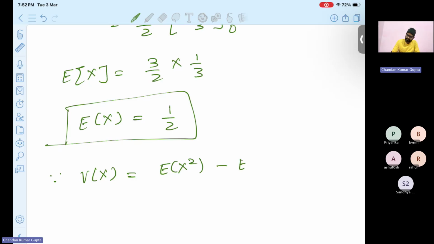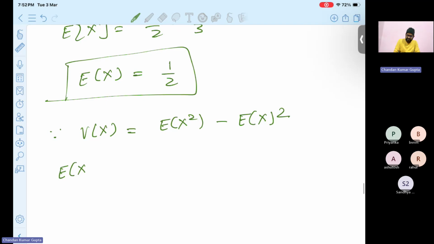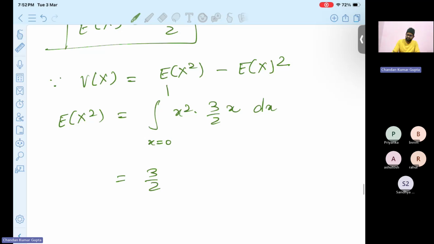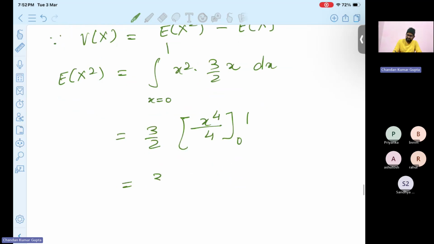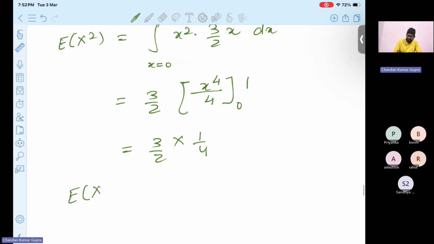Expectation of x square minus expectation of x whole square. So expectation of x square is what? Integral of x from 0 to 1, x square times 3 by 2 x. So it's 3 by 2, and x cube is there in the integration. So x cube integrates to x to the power 4 upon 4, from 0 to 1. It's 3 by 2 multiplied by 1 by 4. So expectation of x square comes out to be 3 by 8.